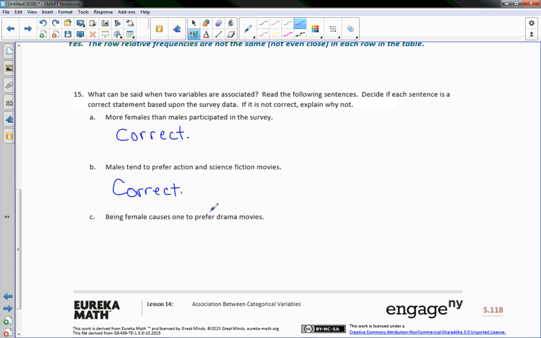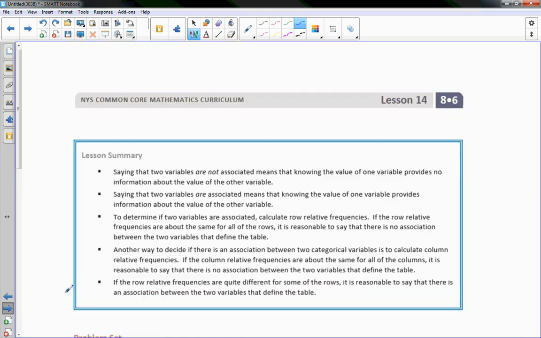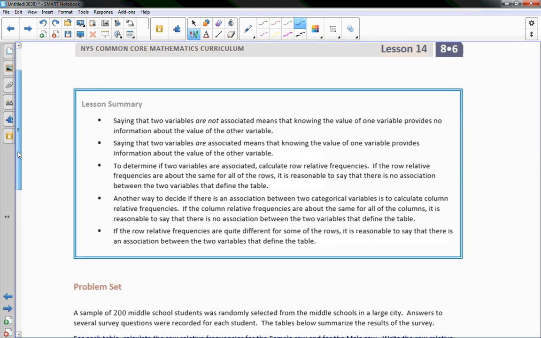And being female causes one to prefer drama movies. I would say that would be incorrect. Okay, this is not a cause and effect relationship. Okay, association does not imply cause and effect. That is incorrect. Okay, that is the end of lesson 14. Review the lesson summary and go do your problem set.